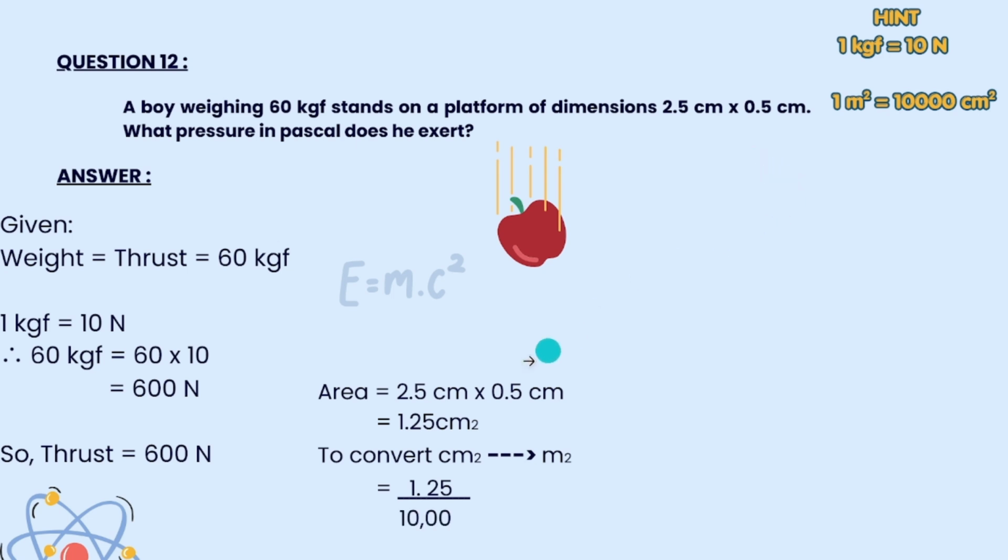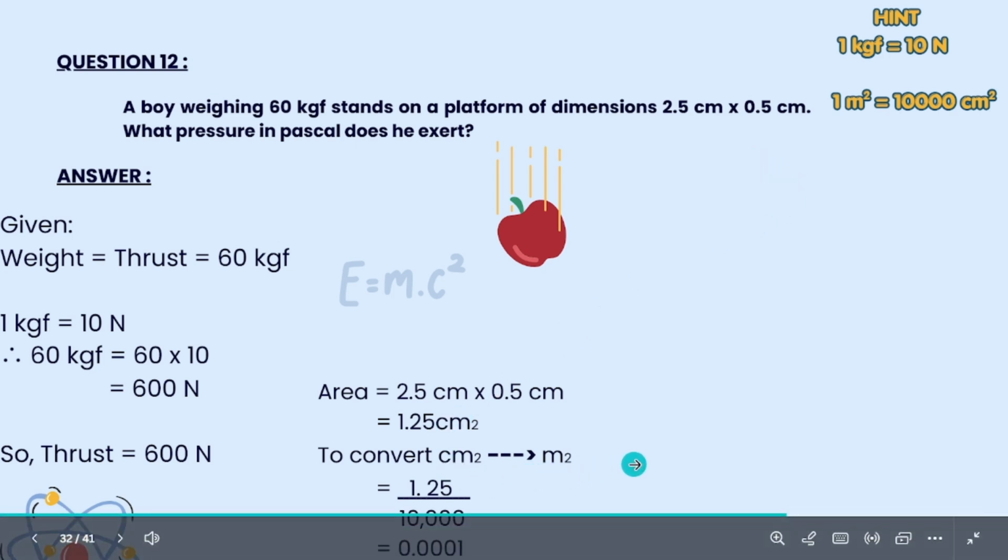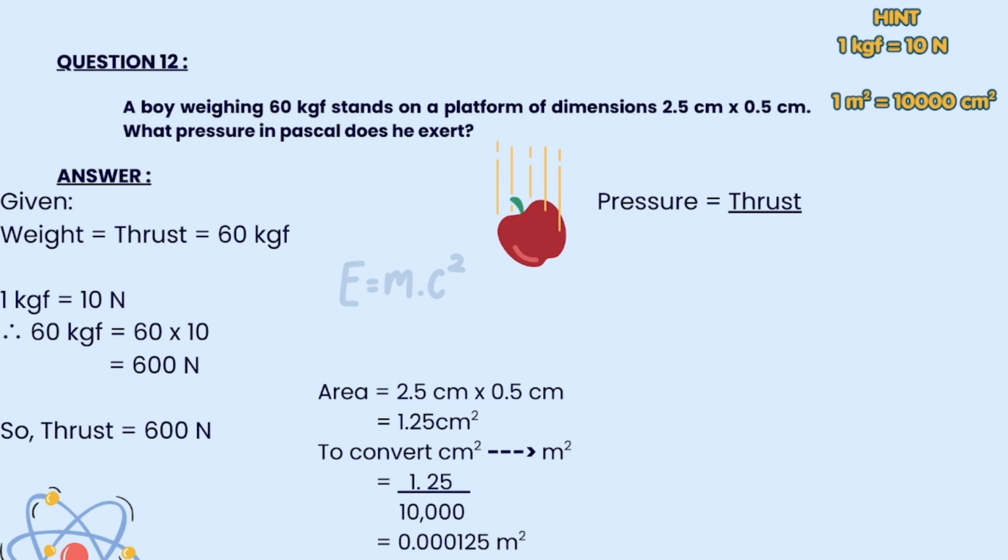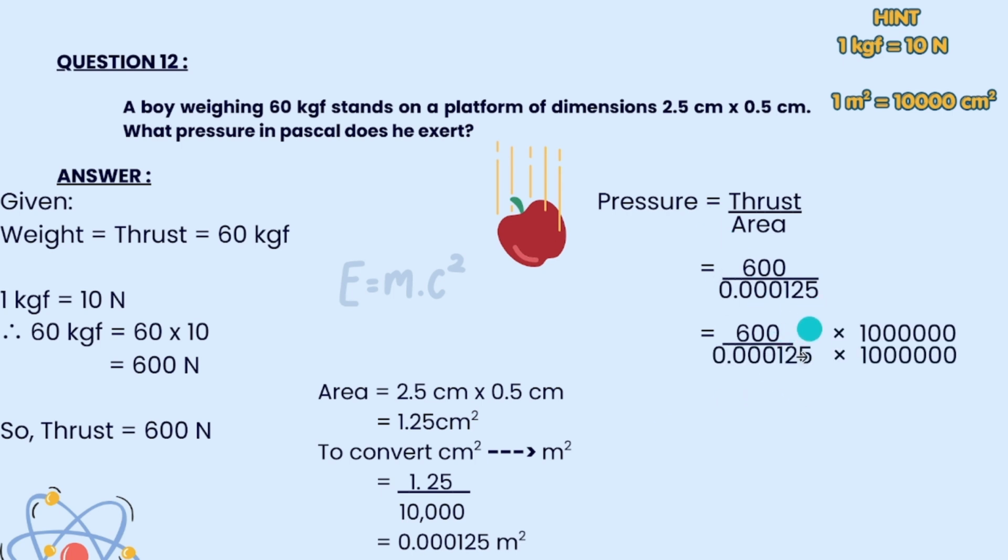To convert this centimeter square into meter square, what are we doing? We are dividing it by 10,000. Yes, after dividing, we'll get something in decimal. Let us keep this in decimal itself so that the answer will be up to the mark, like most of the textbooks follow. If you are not comfortable, use my favorite method.